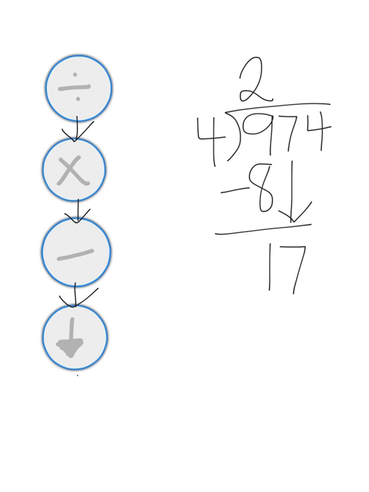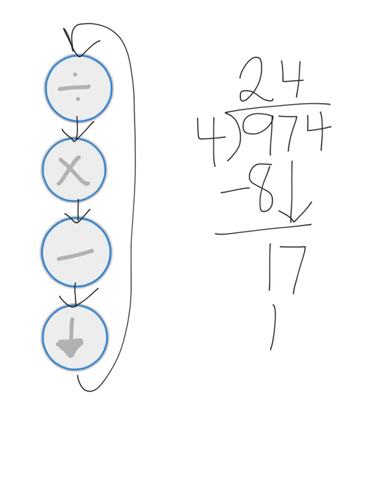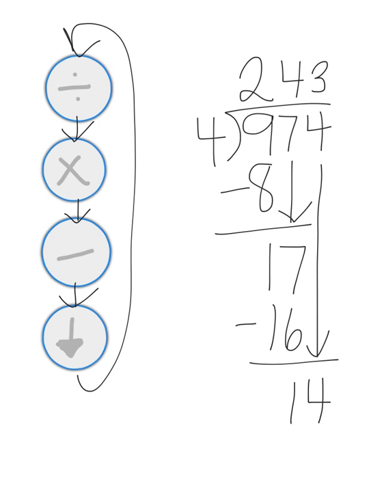4 goes into 17 4 times. 4 times 4 is 16. 17 minus 16 is 1. Bring down the 4. 4 goes into 14 3 times. Ooh, I gotta write it little. With 2 left over. So 974 divided by 4 is 243, remainder 2. Now the first one did not have a remainder. This one does. And either way, we still follow the same steps.